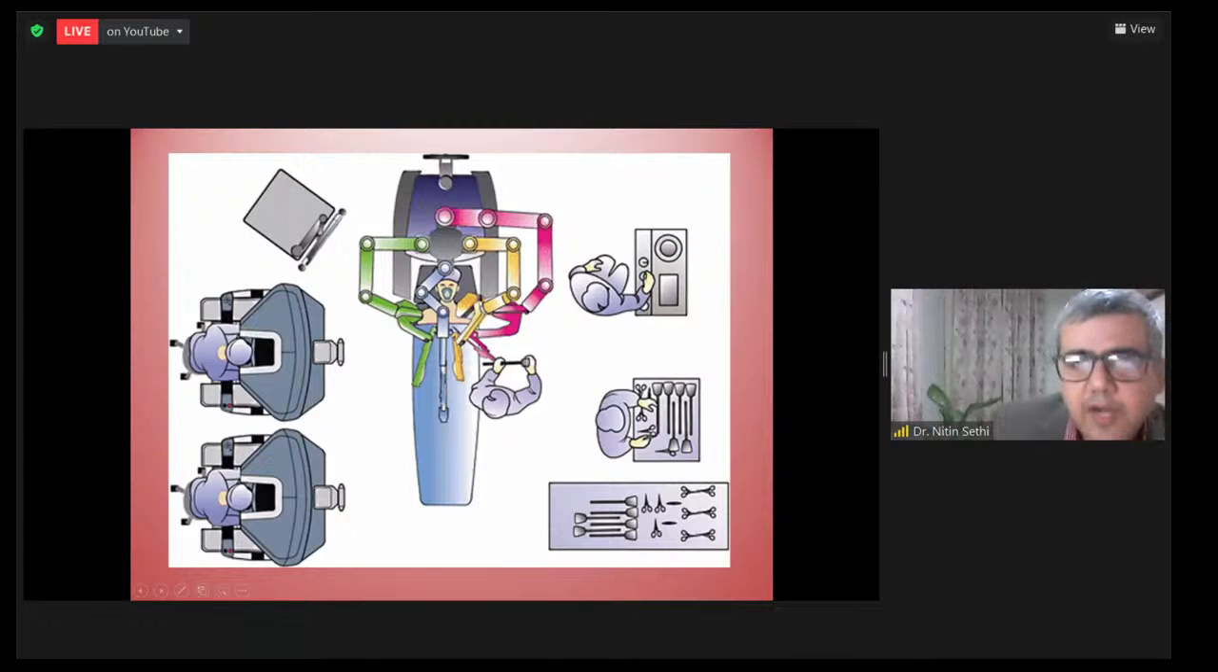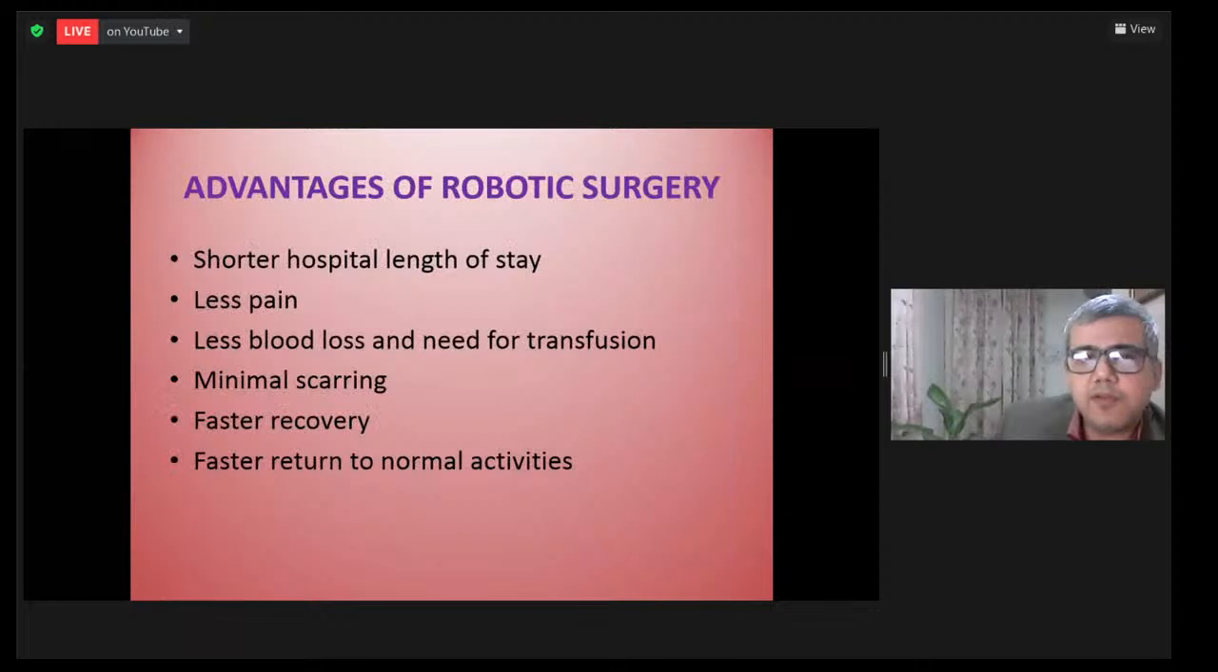So what are the advantages of robotic surgery before we go into the anesthesia? The advantage of robotic surgery is that it is associated with a short hospital length of stay. It has been shown to have decreased pain, decreased requirement for transfusion, minimal scarring and a faster recovery.